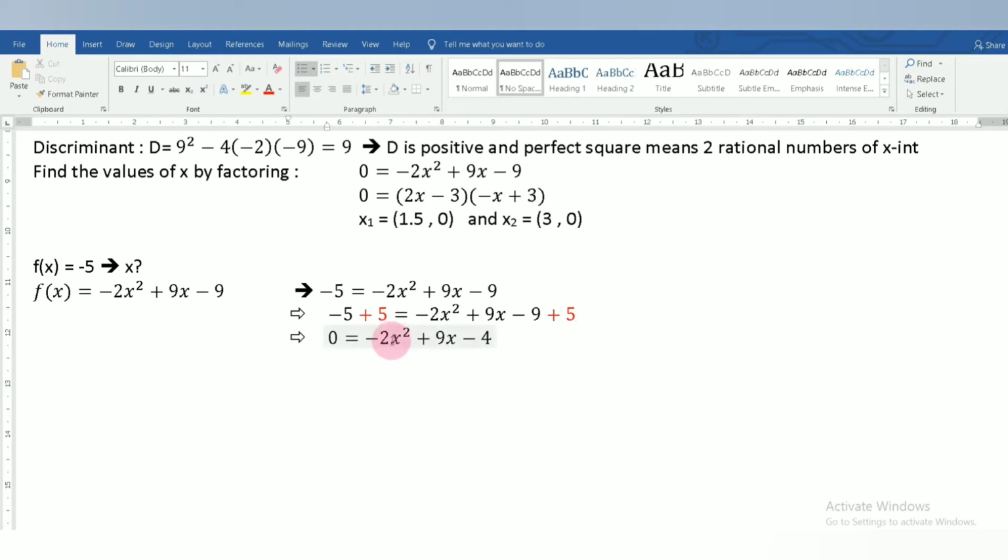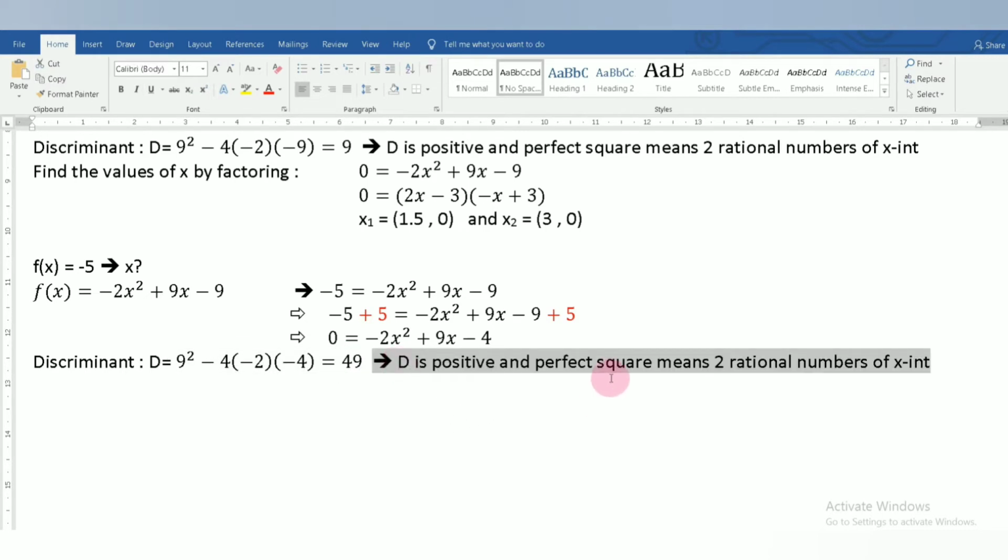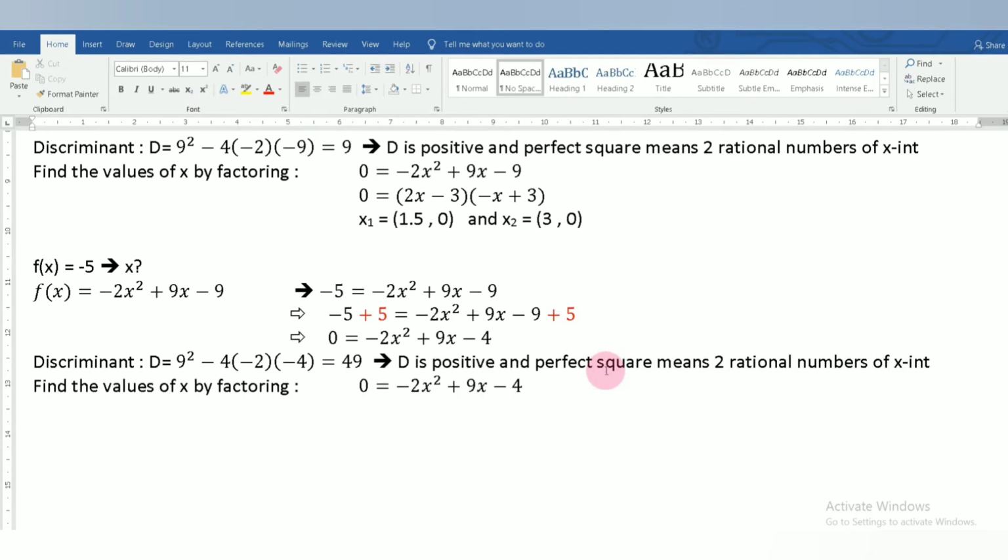At this stage, I will check again what kind of values of x we are trying to find. By using the discriminant, I find that the discriminant equals 49. So it is positive and a perfect square. It means we are finding two rational numbers for x. Therefore, I will use the factoring method for this case. Keep in mind that you factor the last statement, since you can do this after you make one member equal 0.